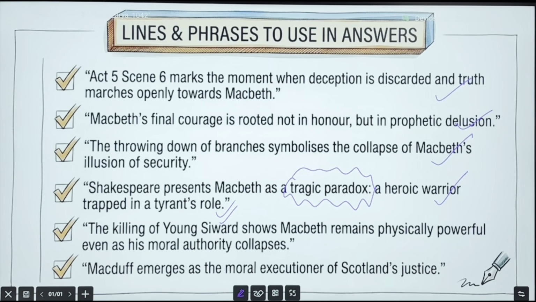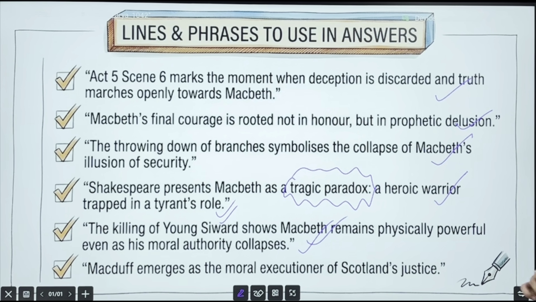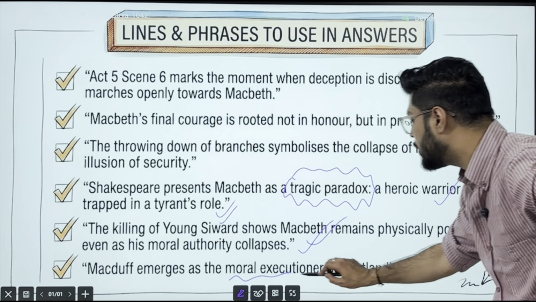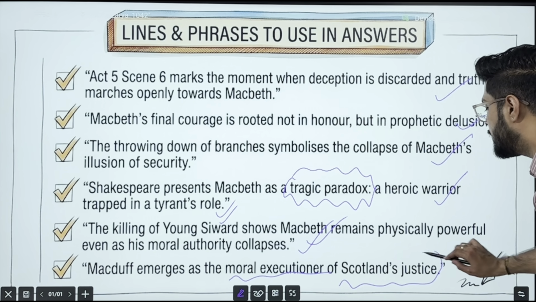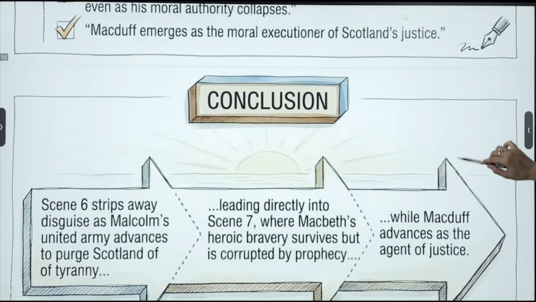Please use it in your answer. It's a very good line. The killing of young Siward shows Macbeth remains physically powerful even as his moral authority collapses, and Macduff emerges as the moral executioner, that is, the performer of Scotland's justice. So these are some of the lines. Please make use of them in your answer.